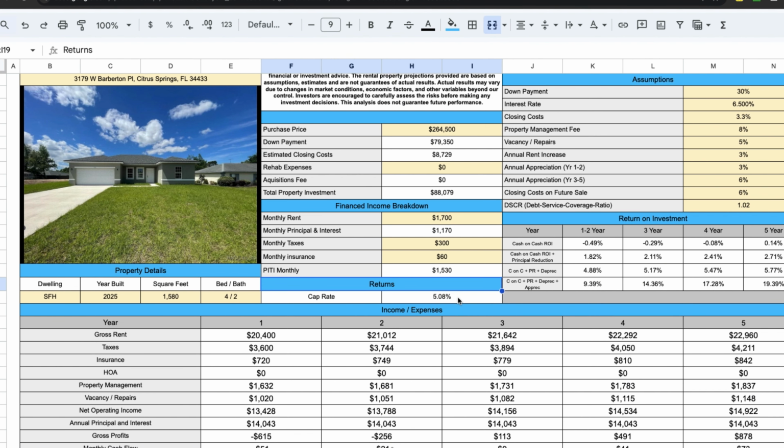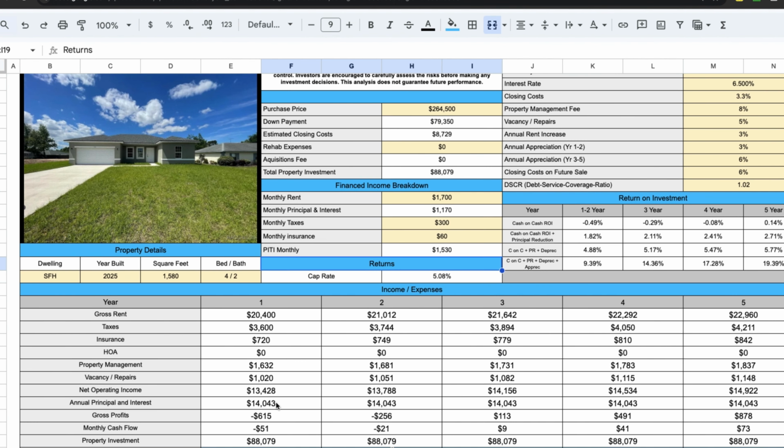So it brings our cap rate to 5.08, and our cash on cash ROI is actually negative. You would not be cash flowing on this deal. You'd be losing $51 a month, and that would be problematic. Obviously, you're not going to be spending $88,000 to then lose $51 a month. That's a terrible investment.